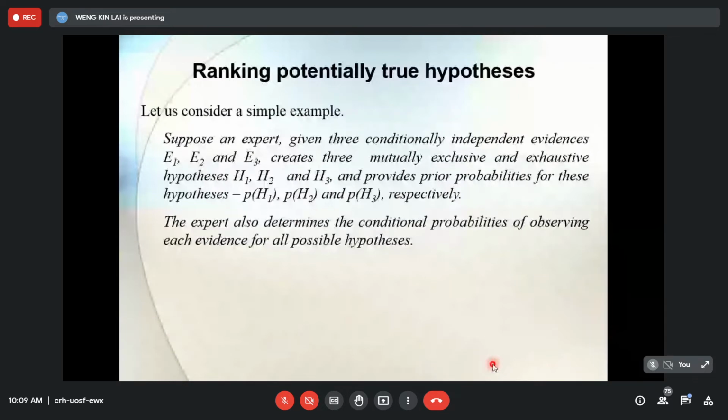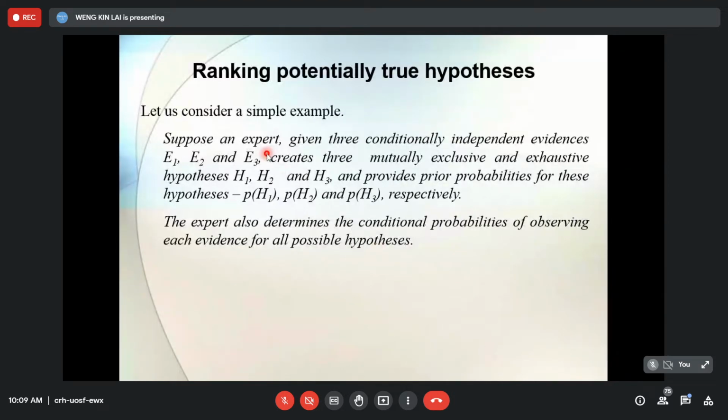So let's look at how we rank the potentially true hypotheses. So it's still potentially true. We do not know yet, right? So it potentially can be true. Now let us consider a simple example.